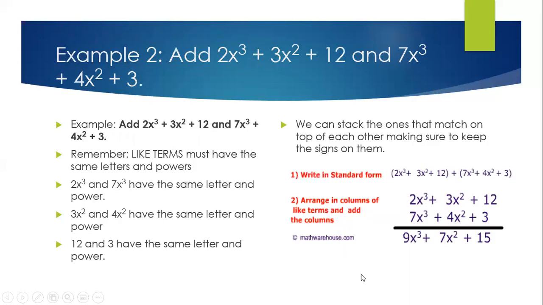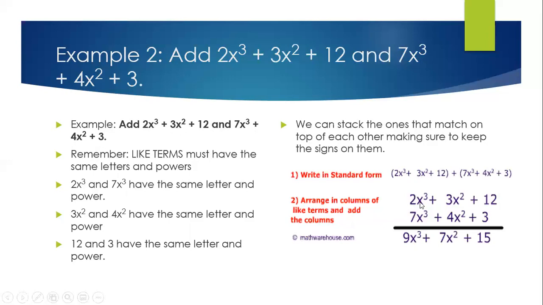All right? We're going to do the same thing for this problem. We're going to add 2x cubed plus 3x squared plus 12 and 7x cubed plus 4x squared plus 3. So what we're going to do is line things up. 2x cubed and 7x cubed line up. 3x squared and 4x squared match, so they line up. 12 and 3 match, so we line them up. So we're going to stack them.